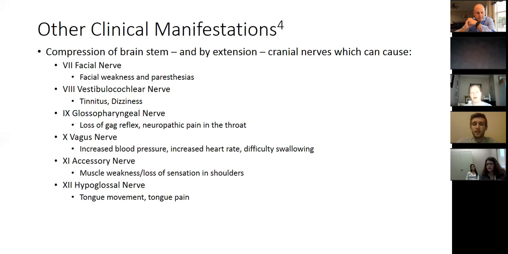Cranial nerve number 11: muscle weakness, loss of sensation in shoulders. And cranial nerve number 12: patients can actually have some issues moving their tongue and have neuropathic pain in their tongue as well.